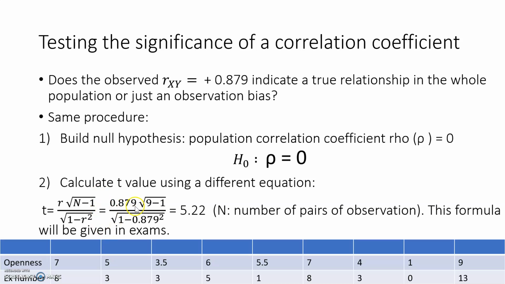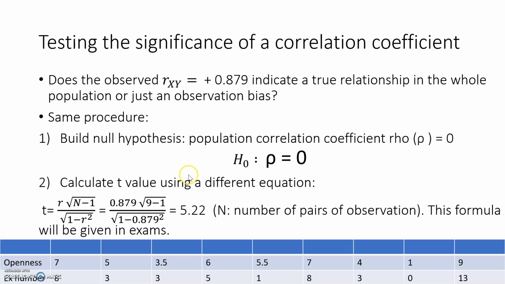So we plug in the numbers. The correlation we calculated in the last slide, and n is the number of observations, which is 9 in our case. We plug in this r value again, and this gives us the final t-value of 5.22. Again, this formula will be given in the exam, so you don't need to worry about it.